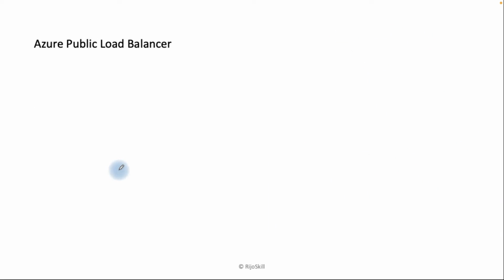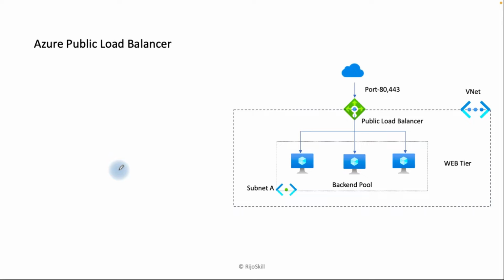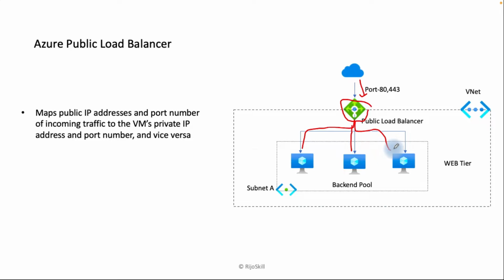Next we will go to the Azure Public Load Balancer. What is the concept of the Public Load Balancer? Here is the diagram. You need to access connectivity coming from outside the network. So there is an internet load balancer, you configure the network port, and traffic will go to the different web tiers. Here it maps the public IP address and port number of incoming traffic to the VM private IP address and port number, and vice versa.